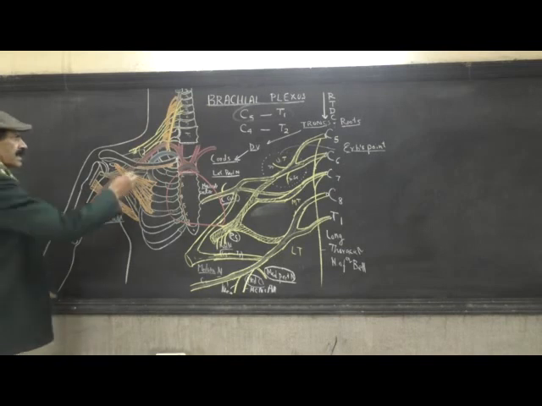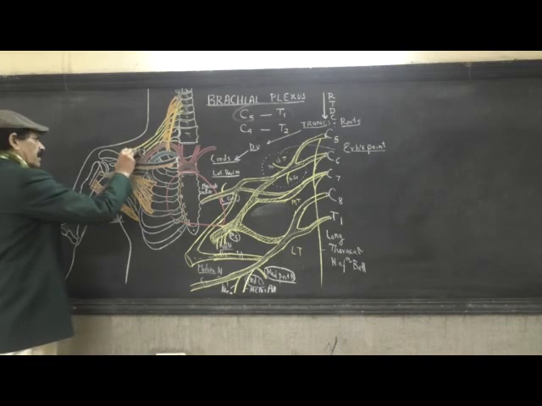Then the lateral cord. So this upper trunk, after giving the two branches, divides into anterior division and posterior division.